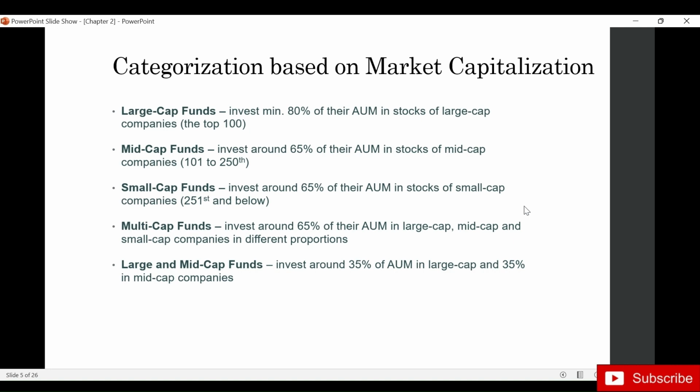Moving on to the next category, which is multi cap funds. Multi cap funds have to invest around 65% of their asset under management in large cap, mid cap, and small cap companies in different proportions. And finally, coming to the last category, which is large and mid cap funds. These funds have to invest around 35% of their asset under management in large cap and 35% in mid cap companies.